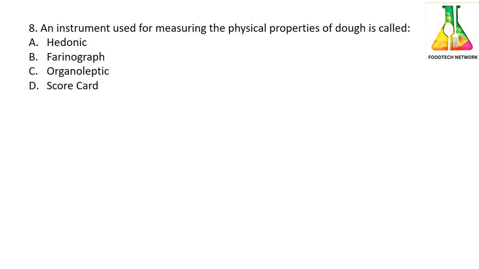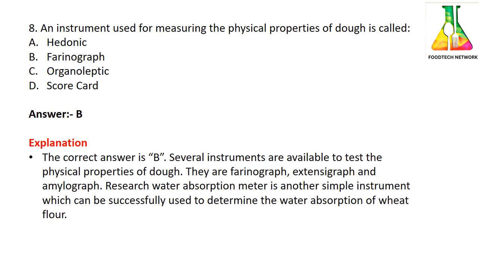An instrument used for measuring the physical property of dough is called option A, hedonic, option B, farinograph, option C, organoleptic, and option D, scorecard. B, that is farinograph. Several instruments are available to test the physical properties of dough. They are farinograph, extensograph, and amylograph.